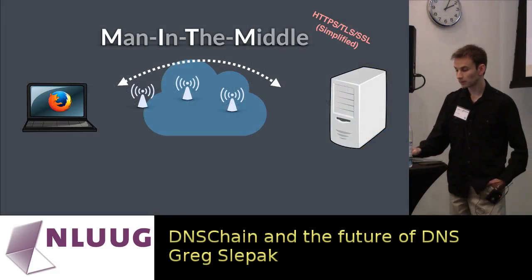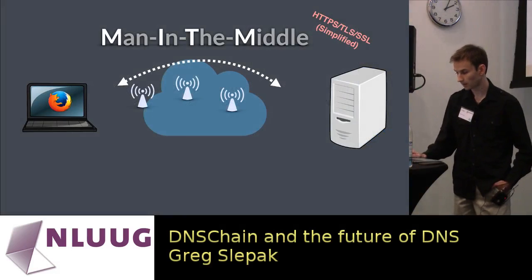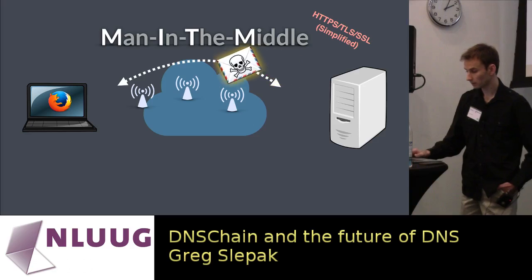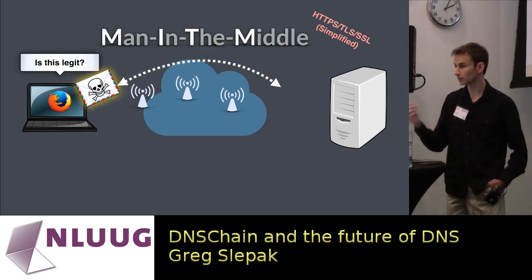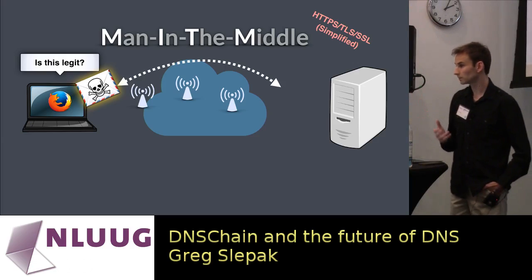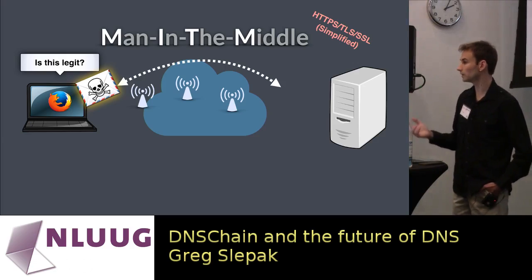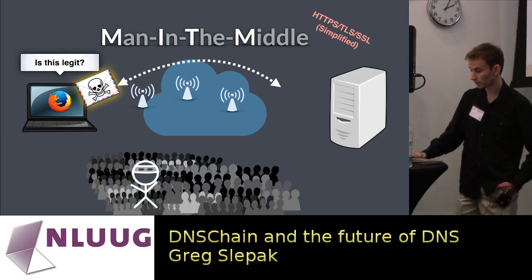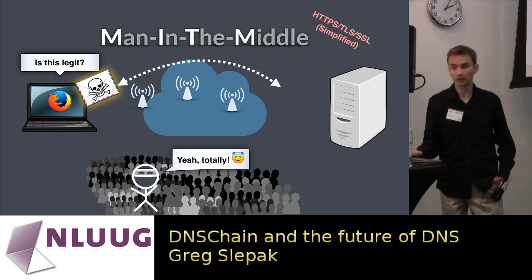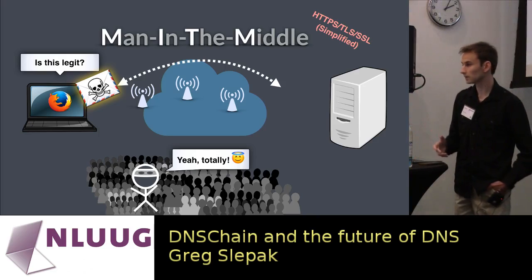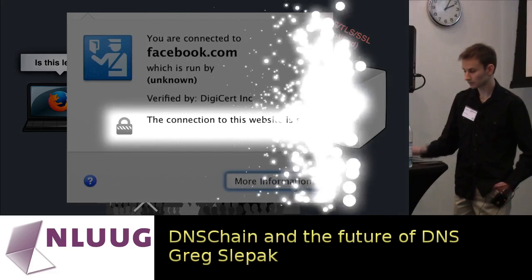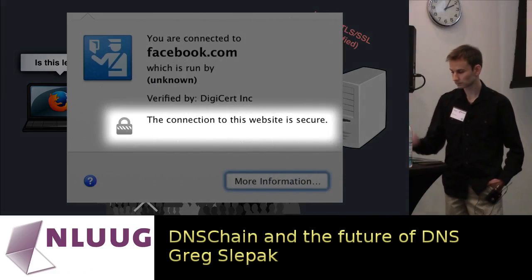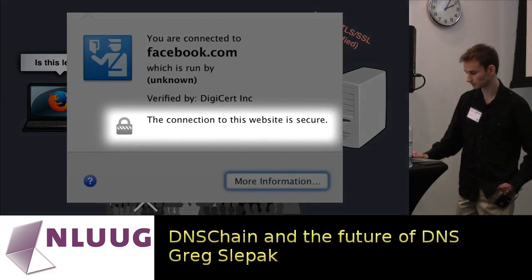And so how does a man-in-the-middle attack on HTTPS work? Well, the man-in-the-middle intercepts the connection from you to the website, and he sends over a certificate that they got signed illegitimately, but in the eyes of HTTPS, it might as well be legitimate. In effect, your browser is asking, is this legitimate? And someone in a massive crowd of people says, yeah, sure. And then your browser displays the lock icon and tells you the connection is secure.